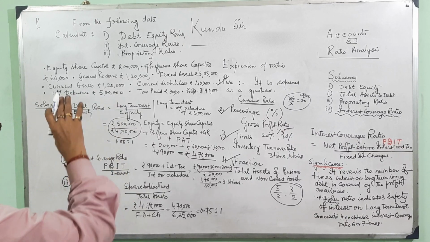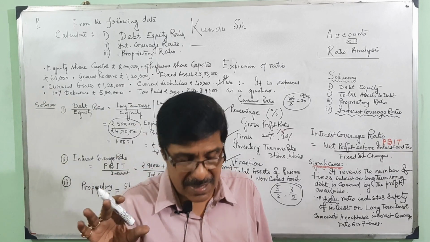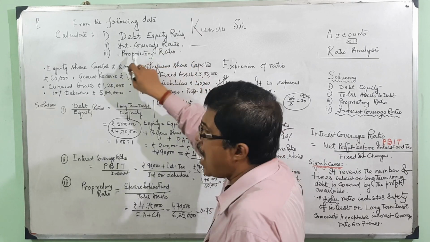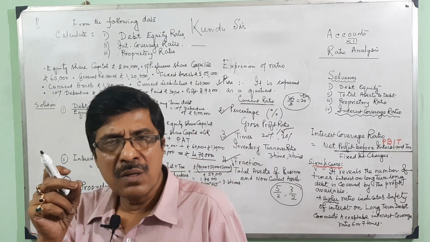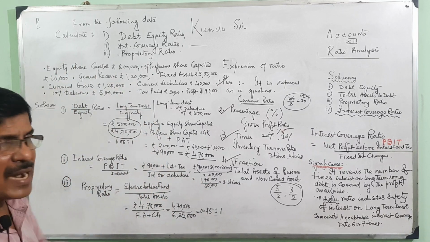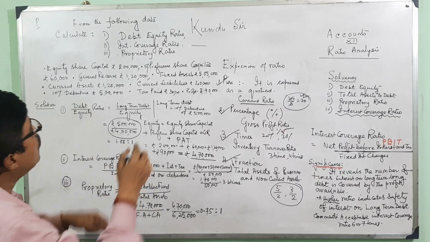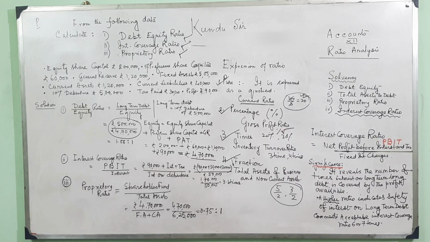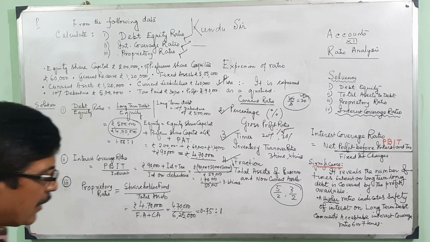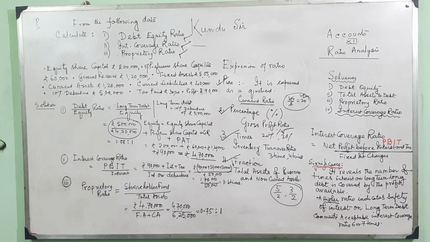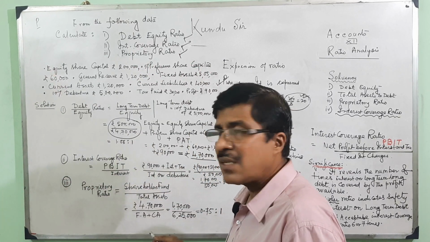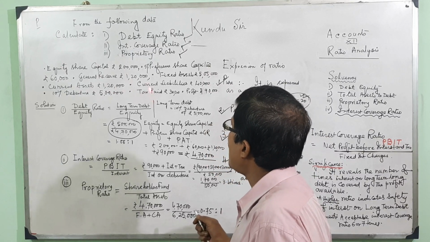Now, we have taken a very interesting small problem: we have to calculate the debt equity ratio, interest coverage ratio and proprietary ratio. The data is given, and I am reading it one by one, so I will go slowly. Equity share capital is 2 lakhs. Then preference share capital is 60,000. General reserve is 1,20,000.